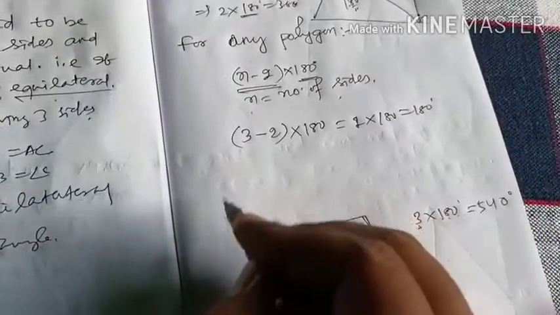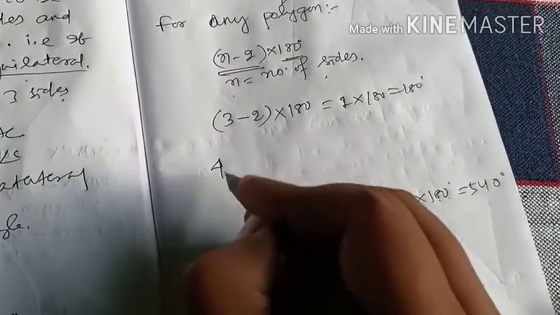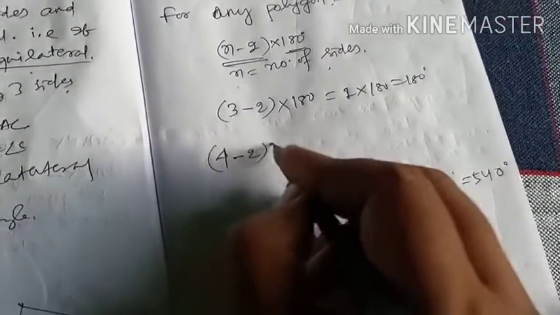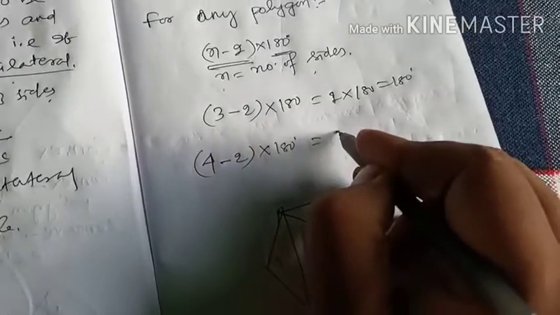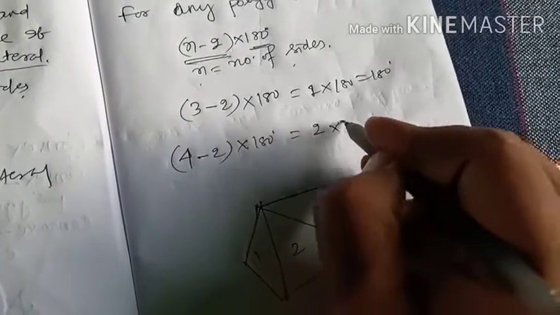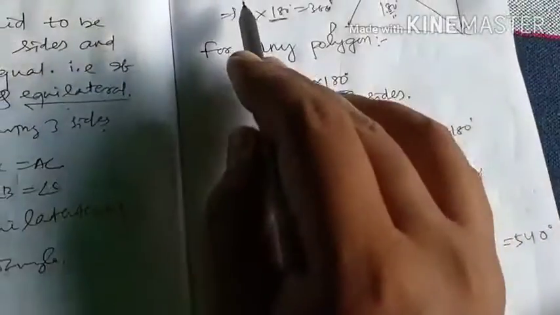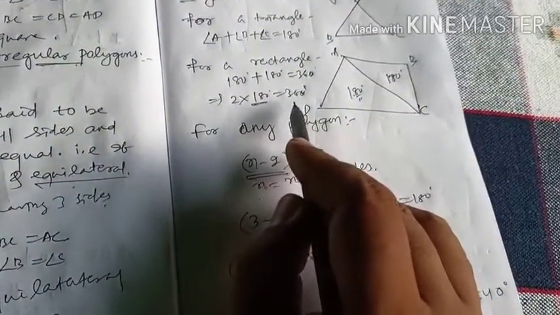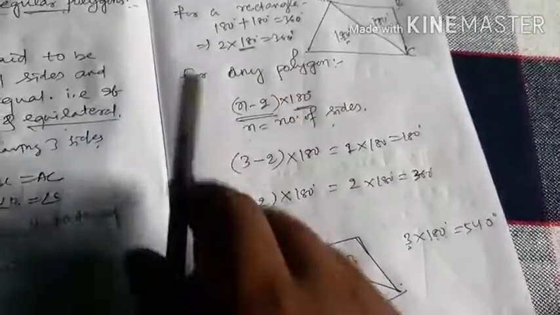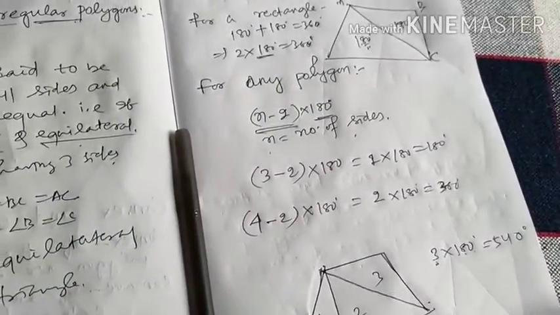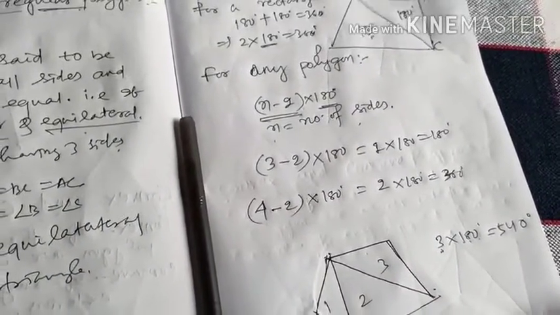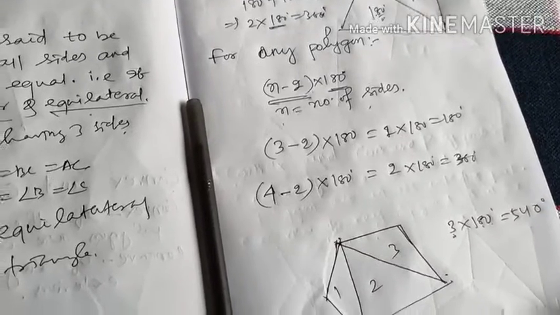Again let us apply it on a quadrilateral. The number of sides is 4, so 4 minus 2 into 180 degrees. 4 minus 2 is 2, into 180 degrees, 360 degrees, and as you know the sum of angles of a quadrilateral is 360 degrees. So students, in this way also you can find the sum of angles of a polygon.